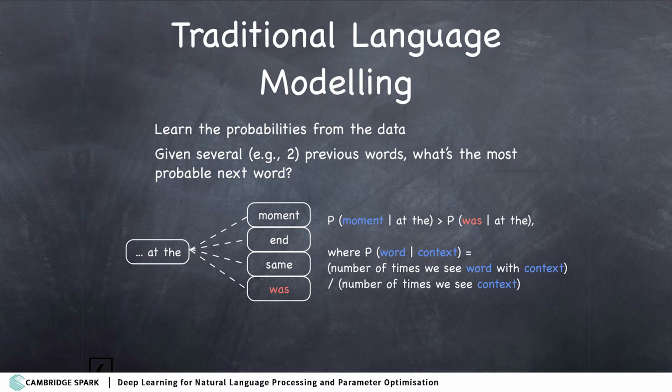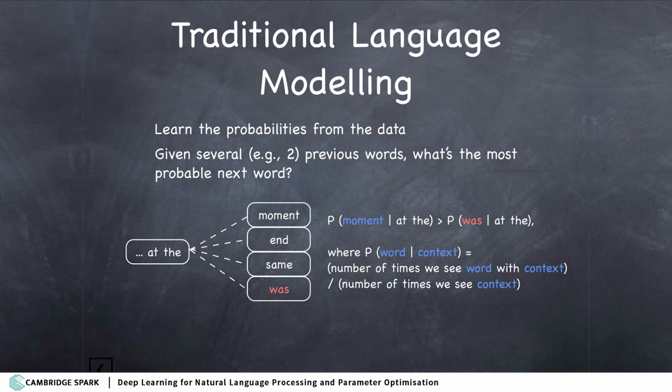This is done by calculating how many times we see a continuation of this phrase divided by the number of times we see the context in general. So in that case, we would be able to predict that a continuation like "moment" is much more likely than a continuation like "was". So that's how this system would work.